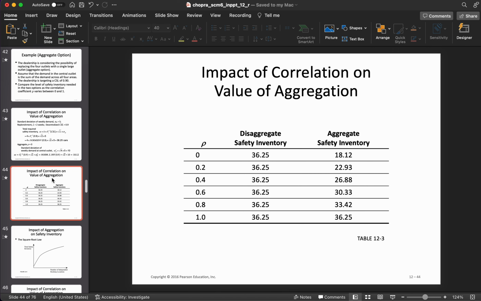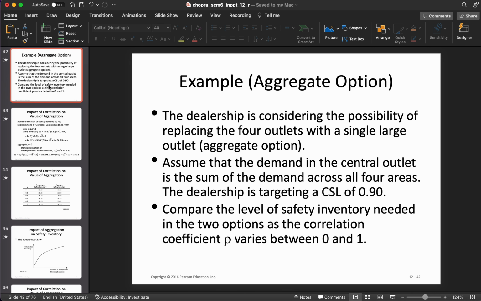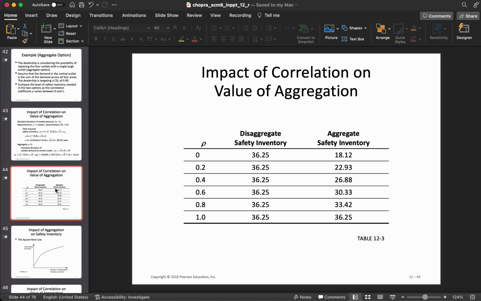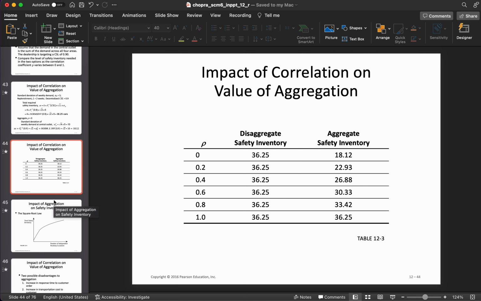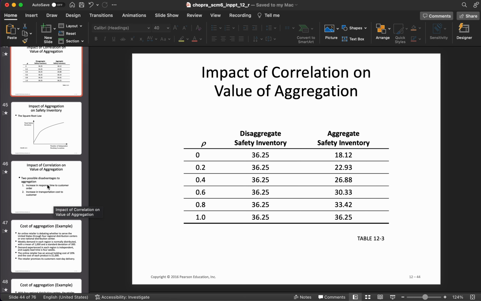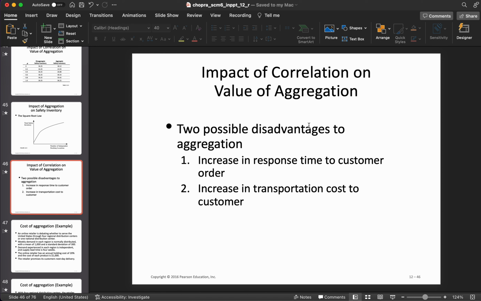But one of the important pieces here is that the two options we're always considering are having multiple outlets versus having a single centralized outlet, right? And this seems to show that the centralized outlet is always better, but that is not always going to be the case, right? So let's look at this example. I know this video is already getting longer, but I'm going to go over this example and then we'll switch to the next video. So what is the impact of correlation on the value of aggregation?